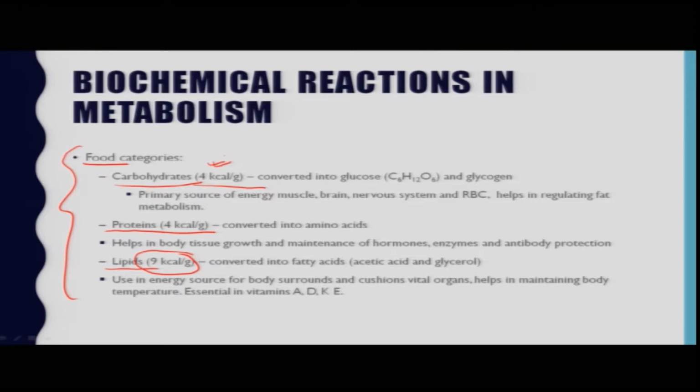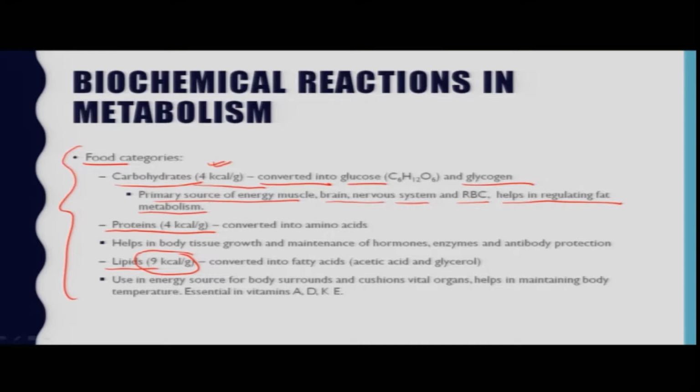And generally, what does carbohydrate do? Carbohydrate is converted into glucose and glycogen, the primary source of energy for muscle, brain, nervous system, and RBC. This carbohydrate also helps in regulating fat metabolism.